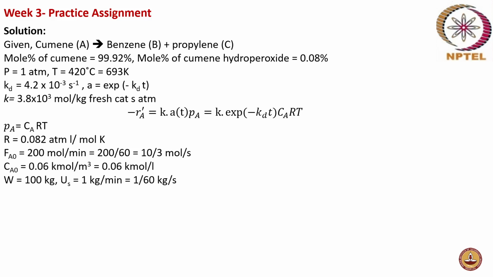they have also given the flow of catalyst. It is 1 kg per minute. Again I have just converted it into kg per second. Right, now we have to write the design equation for the moving bed reactor, right? Because they have asked to write the expression for conversion for the moving bed reactor. Correct?